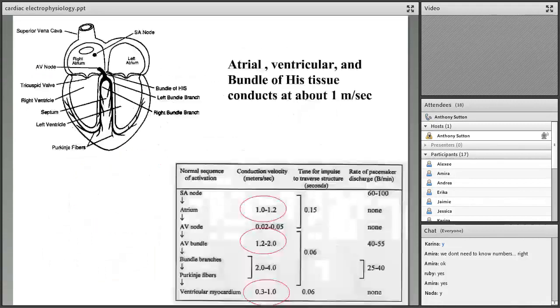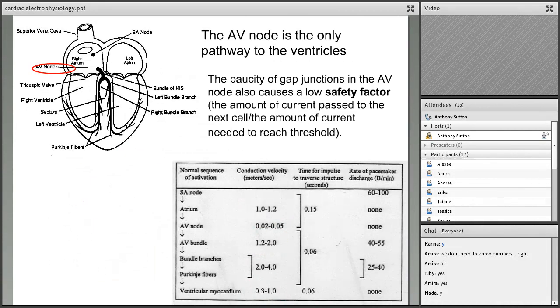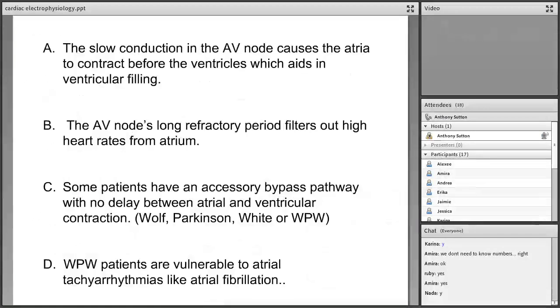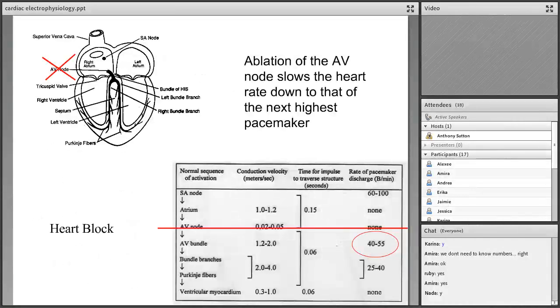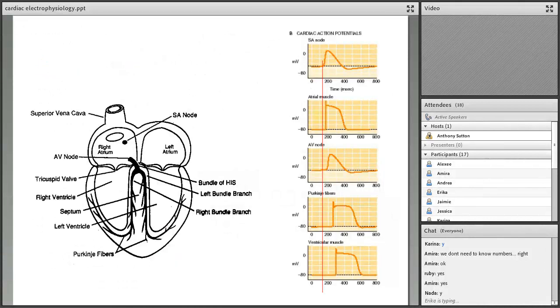Okay, let's keep going. So the AV node is the slowest. We can skip that. I'm only going to pull out things that I think are important. And we'll get to the part that I want to see, and it's coming.